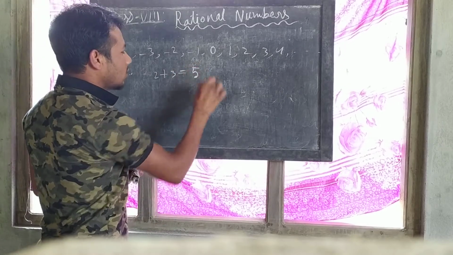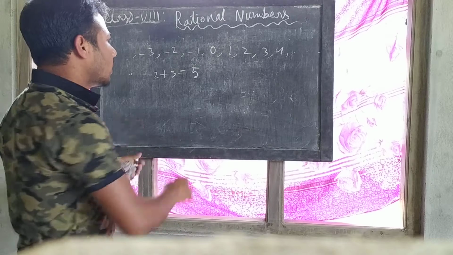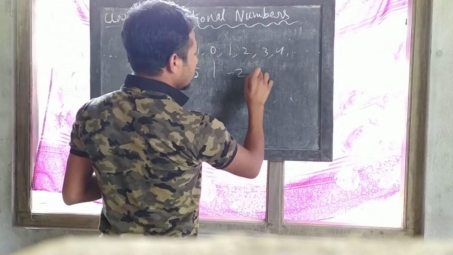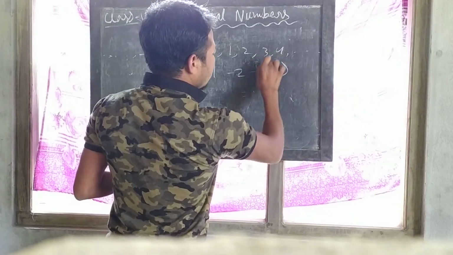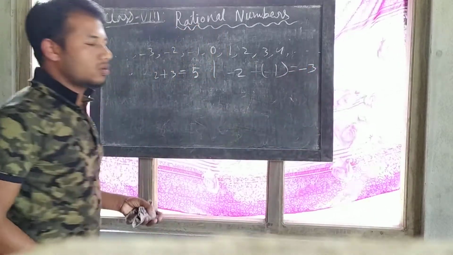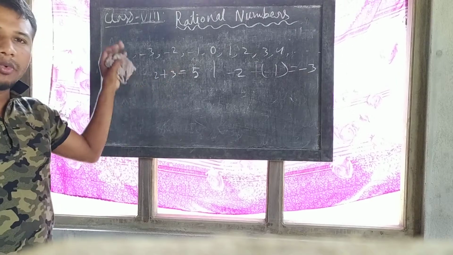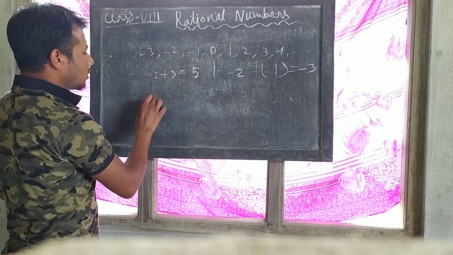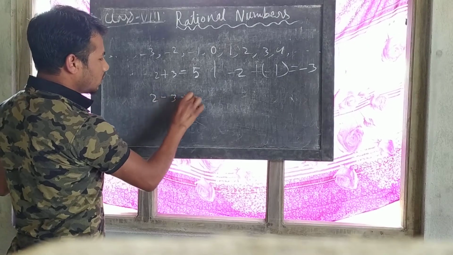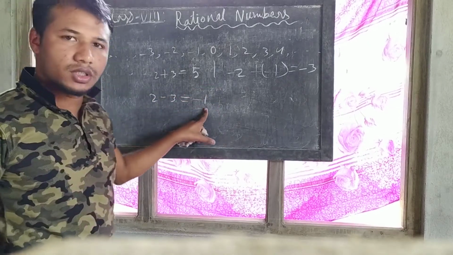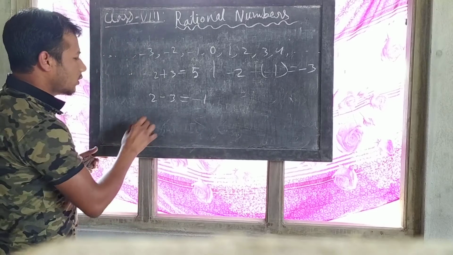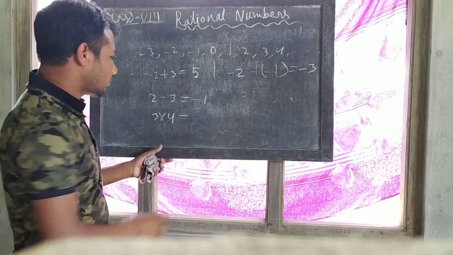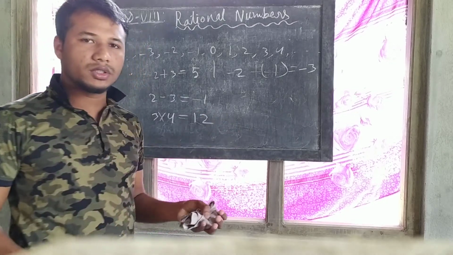equals to 5, this is also integers. If we add negative integers, minus 2, minus 1, minus 3. This is also an integer. So if we add any two integers, this is again integer. And if we subtract any two integers, suppose this 2 minus 3 minus 1. This is also integer. If we multiply any two integers, 3 into 4 equals to 12. This is also an integer.